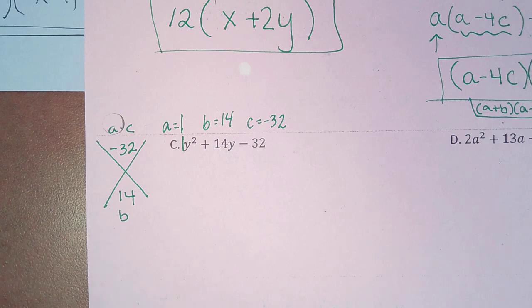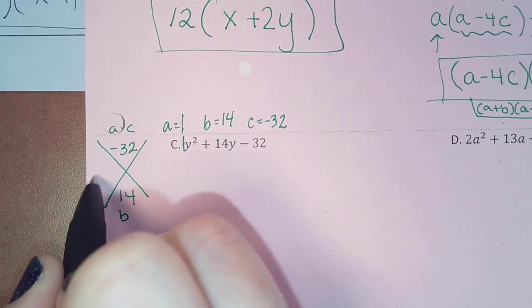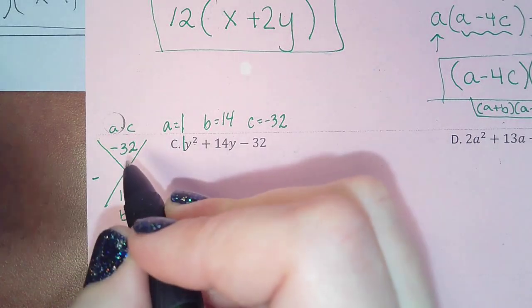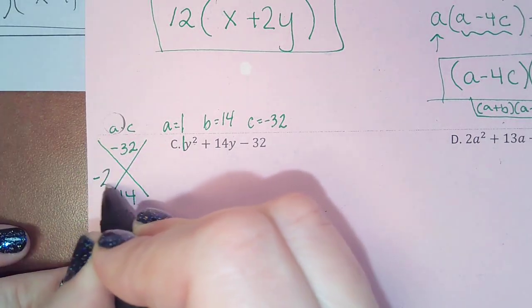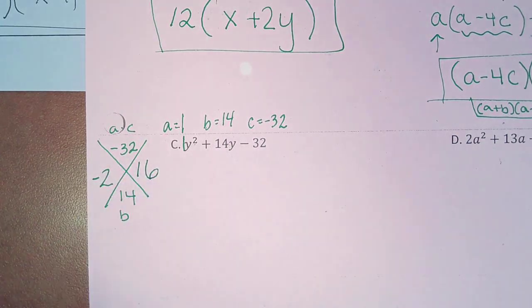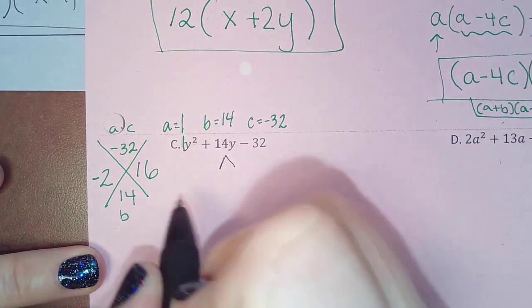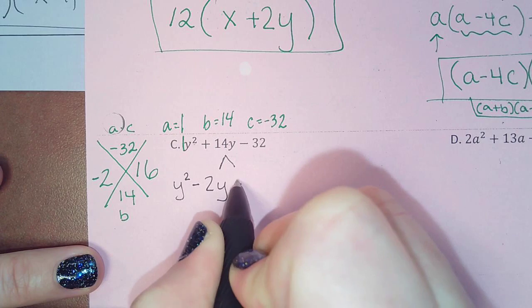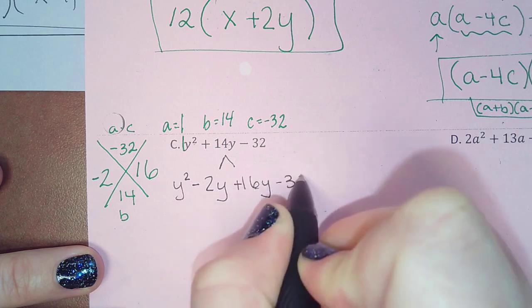Two numbers that multiply to negative 32. That means one of them has to be negative. Because they add to a positive, that tells me when they battle each other, the positive is the bigger number. So 32 divided by 2 is 16. I'm just kind of cutting it in half to see if I can get the numbers close. Negative 2 and 16. Those multiply to negative 32, and they add to 14. So that's right. I'm going to split my b term with those. So y squared minus 2y plus 16y minus 32.